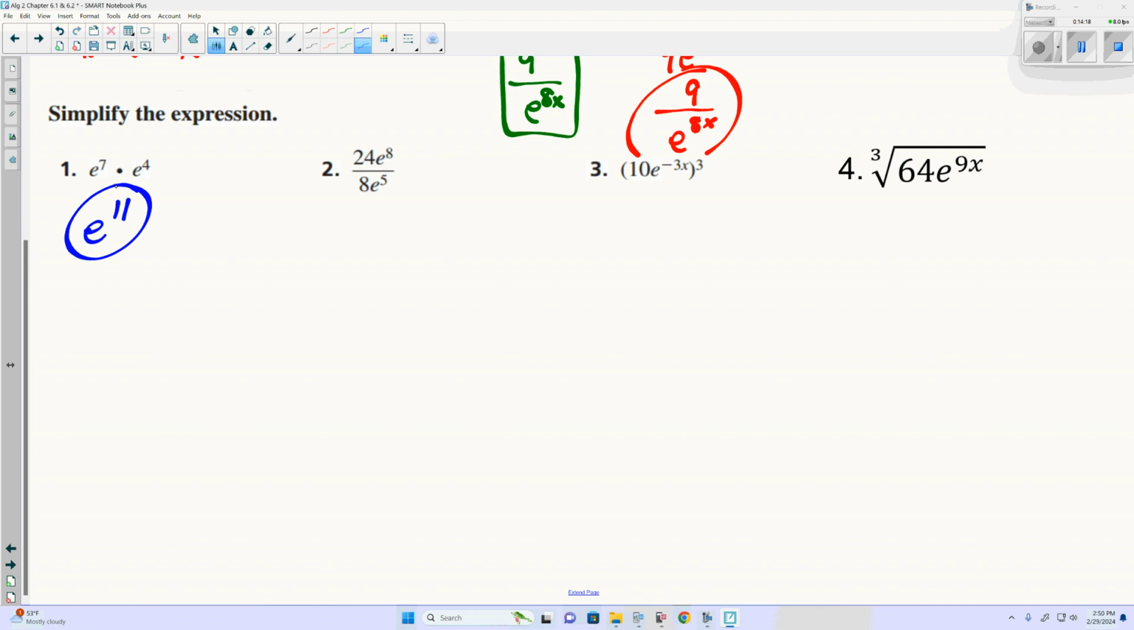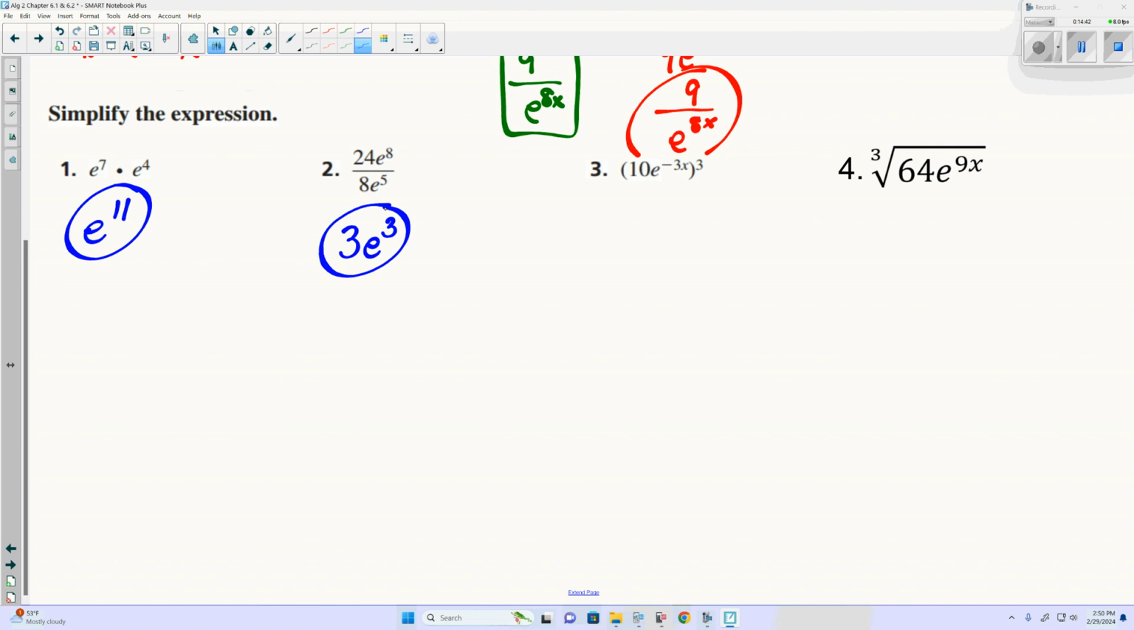24e to the 8th over 8e to the 5th. So 3, because 24 divided by 8 is 3. e to the 8th over e to the 5th: when we divide like bases, we subtract the exponents. So 8 minus 5 is 3. Since it's bigger on top, it stays on top.